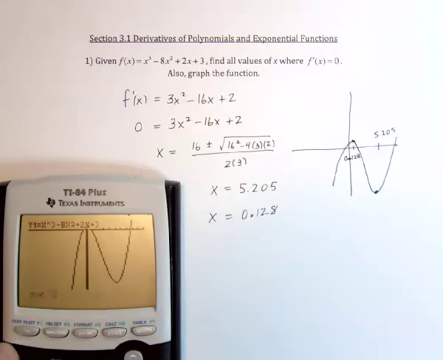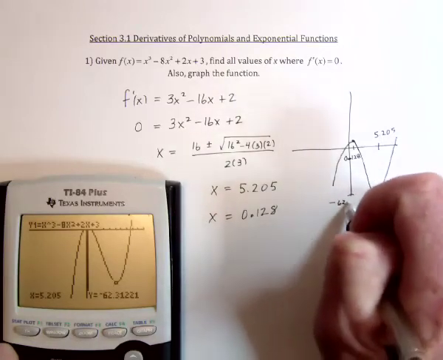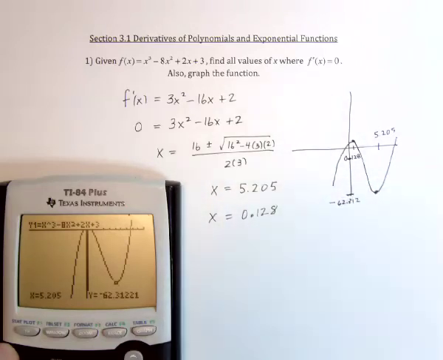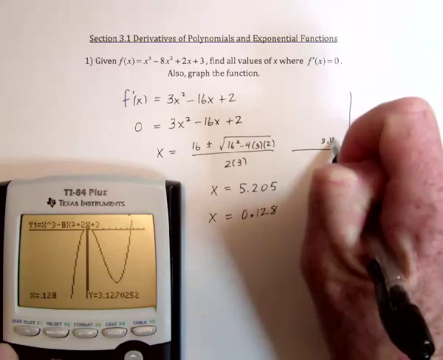Trace. 5.205 is the one at the bottom. So I could even put that this is at negative 62.312. And trace at the top was 0.128 for x, and the y value 3.127.